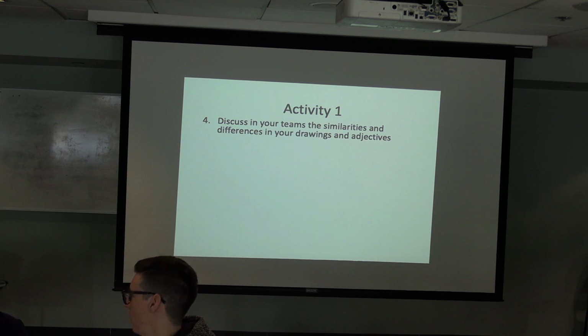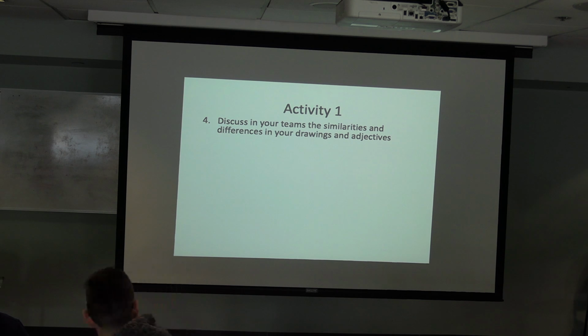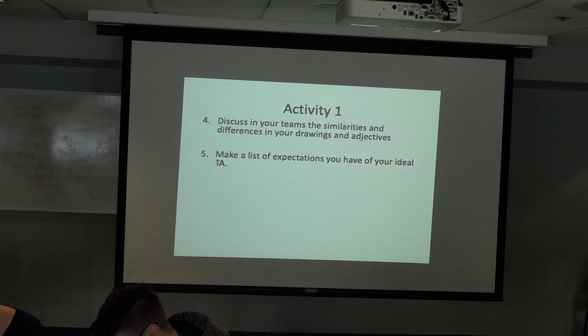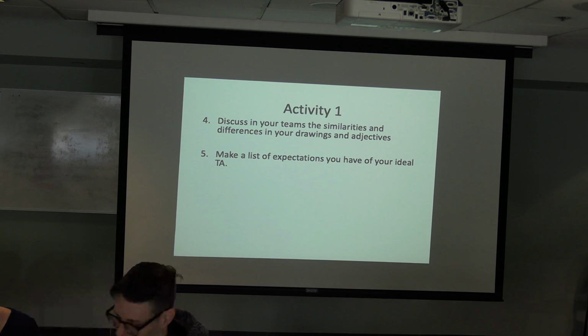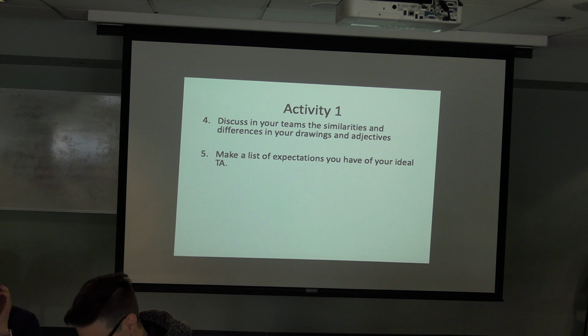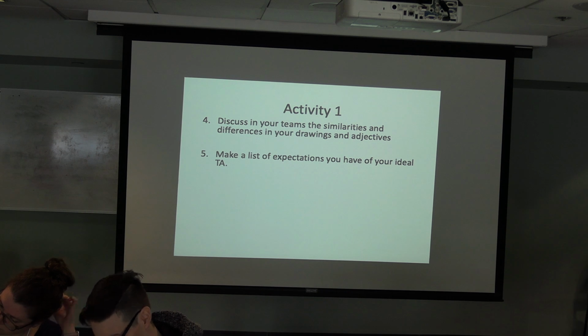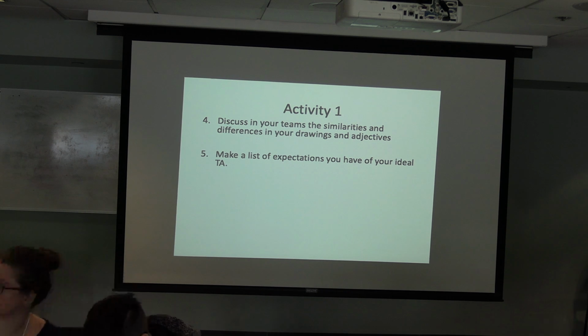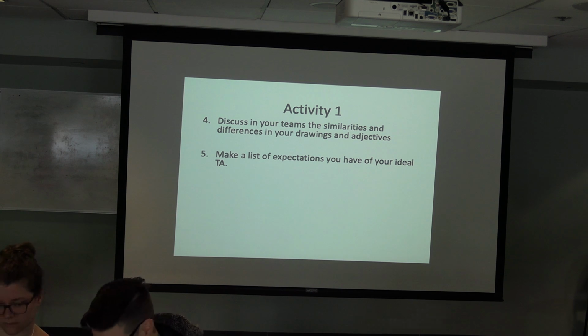Okay, so now that your teams have discussed the similarities and differences, I hope this was eye-opening, or maybe you found out that you weren't necessarily on the same page with what an ideal TA should be from the TA perspective and the professor perspective. But what I would like you to do now together as a team is to make a list of expectations you have of your ideal TA. This can be a combination of the things that you both drew or both described, but make a list of expectations that you would have for your ideal TA in your classroom. And again, keep in mind this pedagogical transformation that you came here to facilitate. Take 5 minutes. Go.